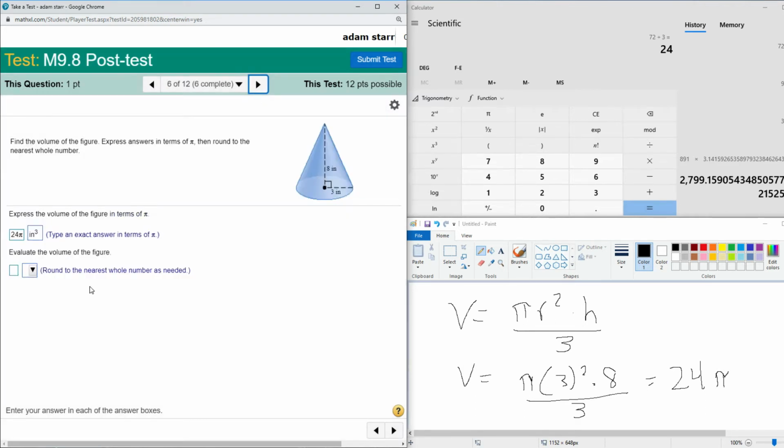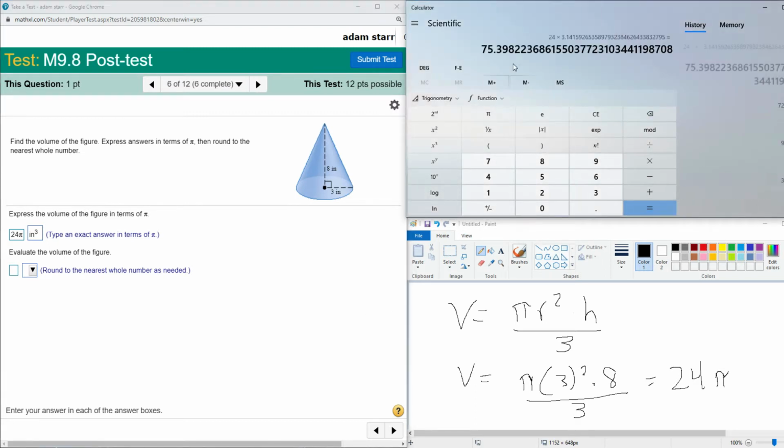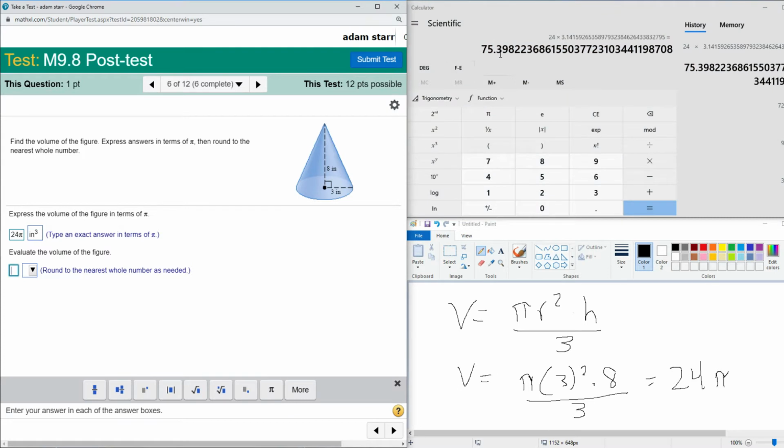Okay, and then to find the approximate, I'm going to take my 24, multiply it by pi. I get 75.398. Again, it says round to the nearest whole number. So I'm looking at the 3, it's less than 5, so this is going to stay 75. And same unit, cubic inches.